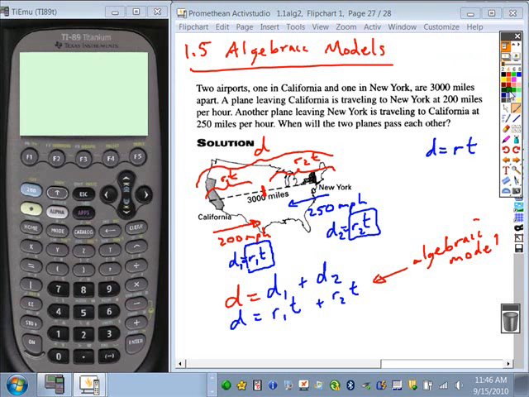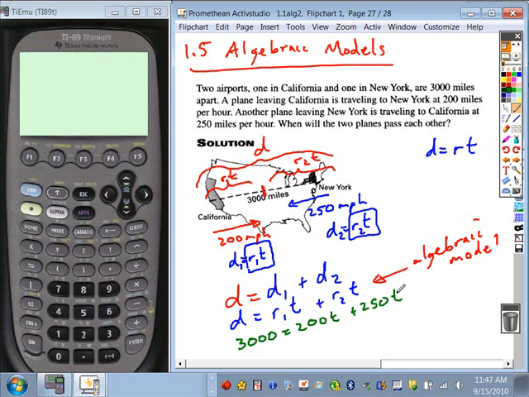And what you would then do after you identify an algebraic model is plug in the values that you know for each variable. So what is the total distance? D, 3,000. What is R1, the rate of the plane leaving California? Is 200 miles per hour. T is our unknown. And we're going to add our rate 2, which is the plane leaving New York. 250 times, again, t is our unknown.